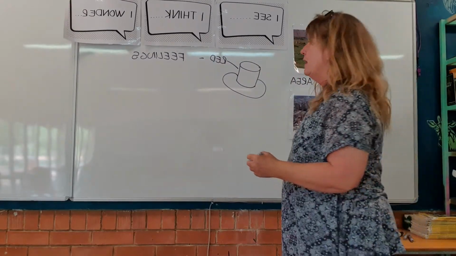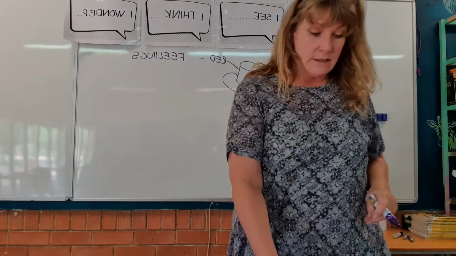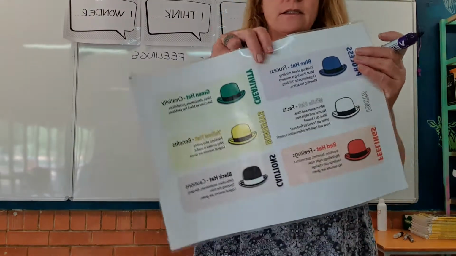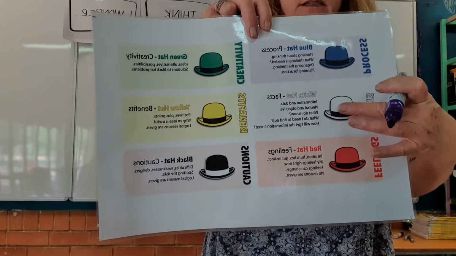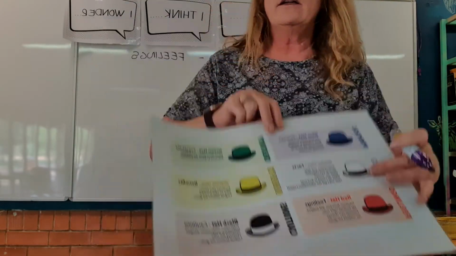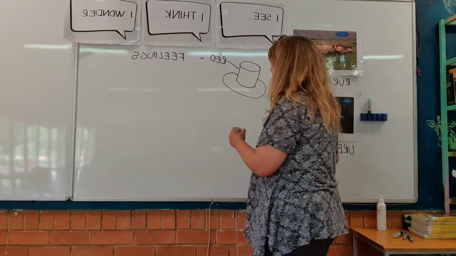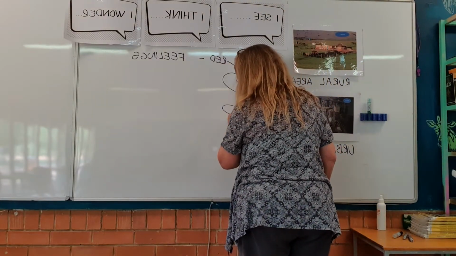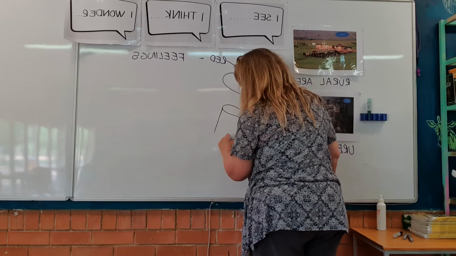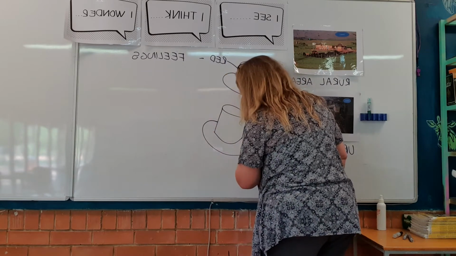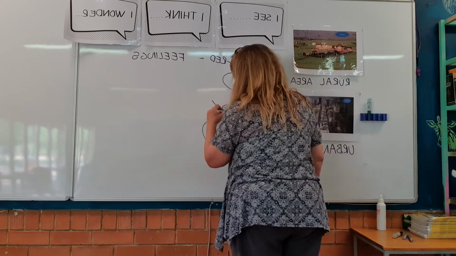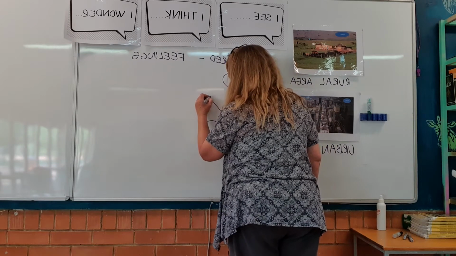And then we are going to use the white hat. The white hat are facts. You're going to give me facts about why you like living where you do. So these facts have to be things that happen there. That is not what you think or you dream of. It's what is actually there. A white hat.